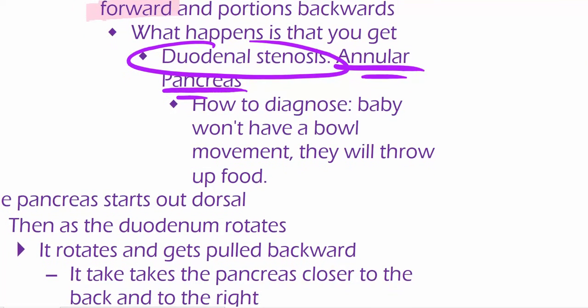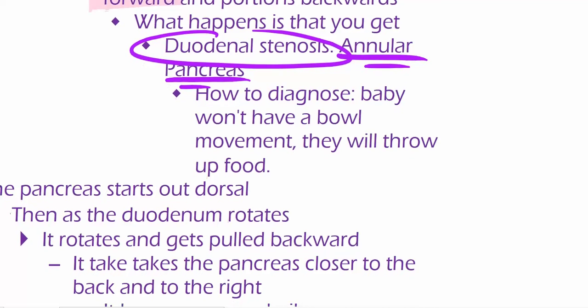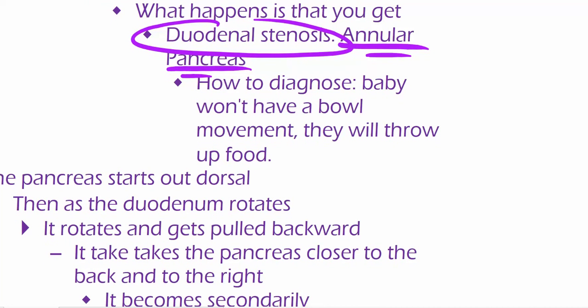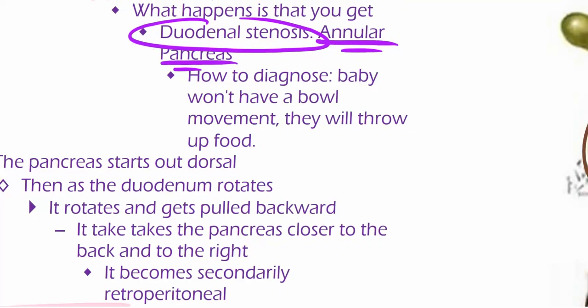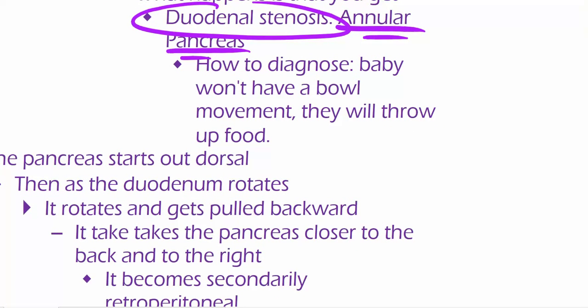All right. So Dr. Baker was asking what happens if you have a child that has duodenal stenosis or annular pancreas. What happens? So the baby won't have any bowel movements because the food is not going to get to the bowels. Not going to get to the intestines, right? So what else can be expected? The baby's going to start throwing up the food because it has nowhere else to go.